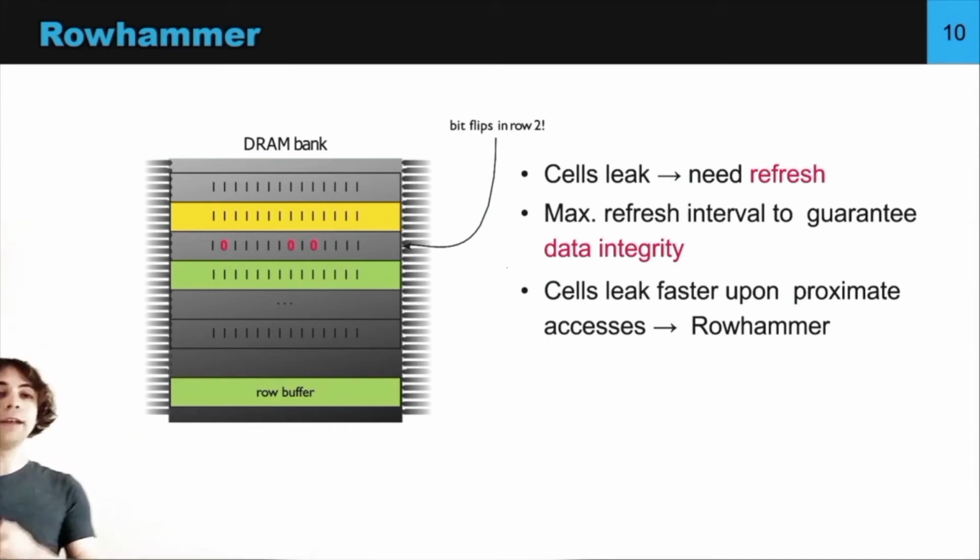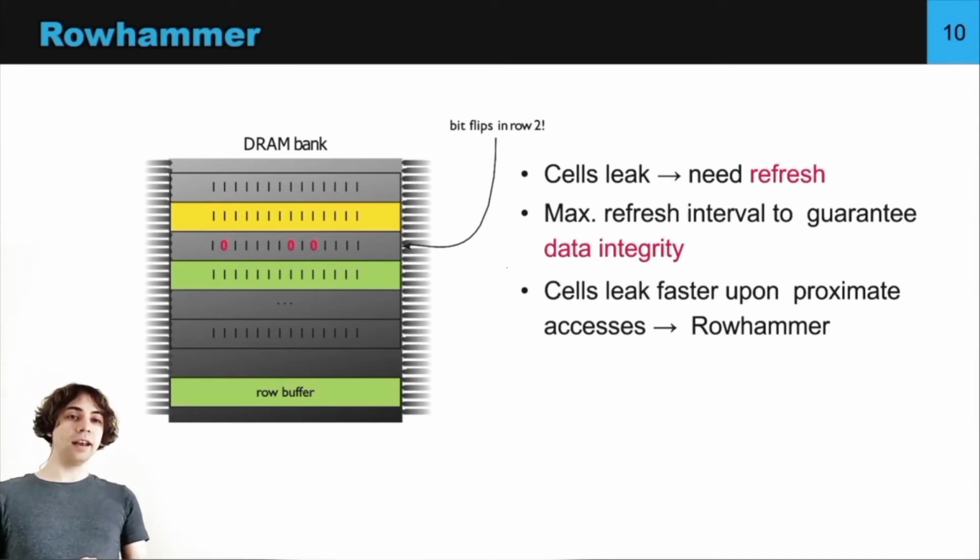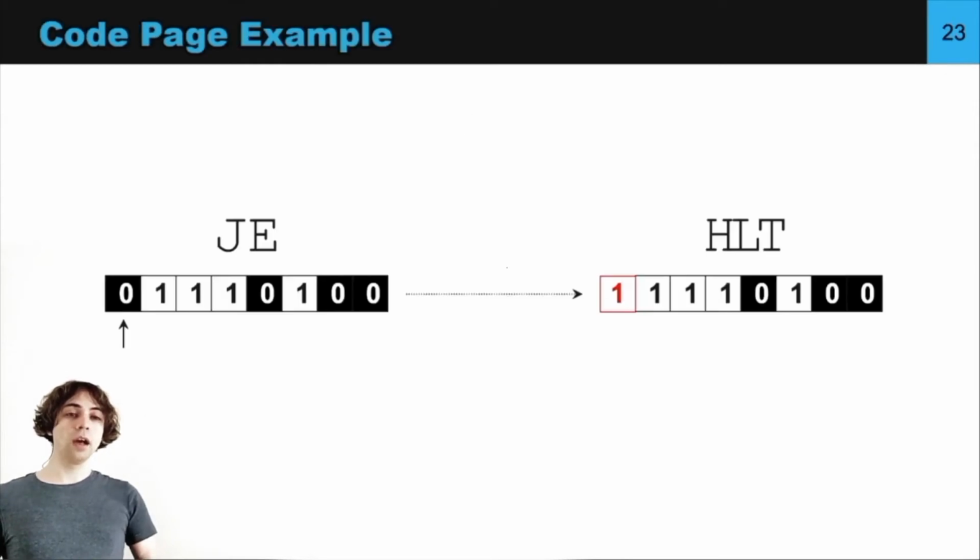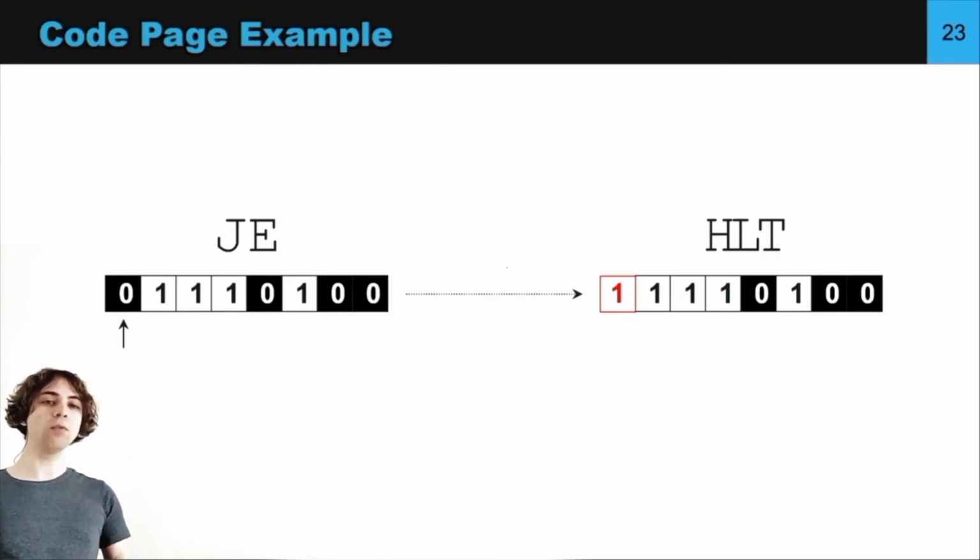For instance, flipping bits in code. Here's an example. If you look at sudo, there is this jump equal instruction that is used for the password check. If you enter the password correctly, then the jump equal will be true and it will jump to the location and will give you these elevated privileges. However, if not, then it will terminate and you won't get the privileges.